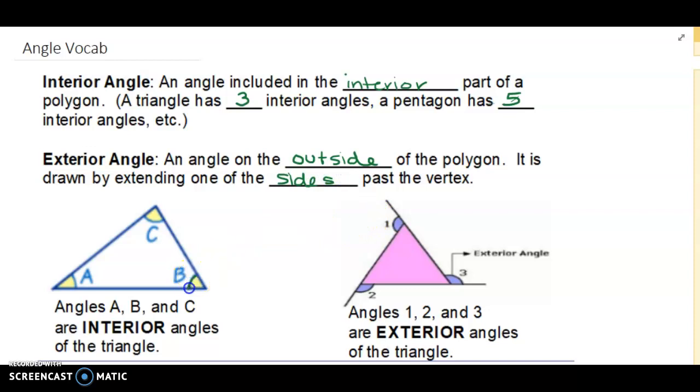So as you can see here, A, B, and C are all interior angles. These are kind of what we think of when we think of an angle. Okay, exterior angles are out here, 1, 2, and 3. So that would be an example of an exterior angle of a polygon.